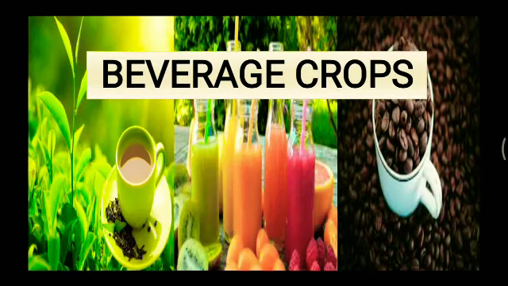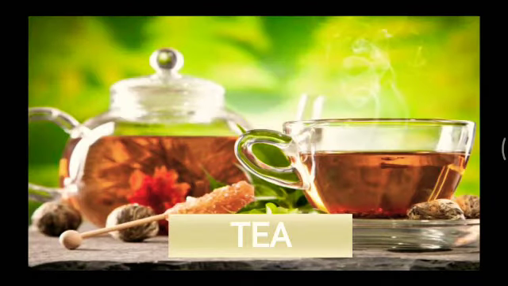The next kind of crop that we have is the beverage crops. What are these beverage crops? A beverage crop is a crop which produces a potable beverage other than water. It's kind of a drink actually. So we have tea and coffee, which come under beverage crops. First we have tea.